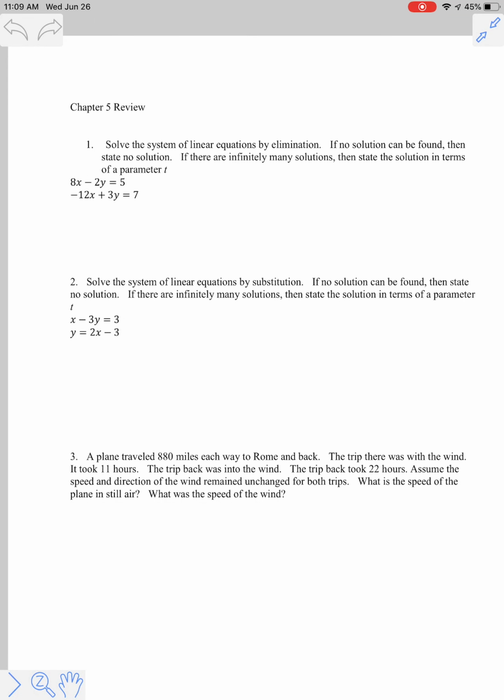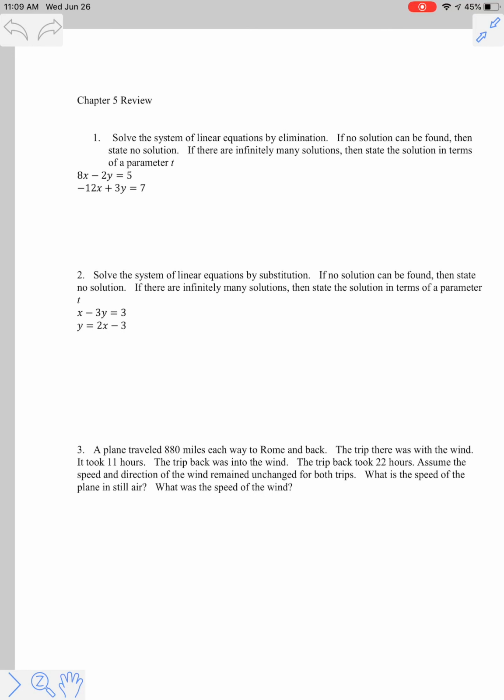This is a review for Unit 4, Chapter 5, which is System of Equations. Question 1, we need to solve using elimination. And we see that the variables are already lined up here. What we need to try to get is opposite coefficients.